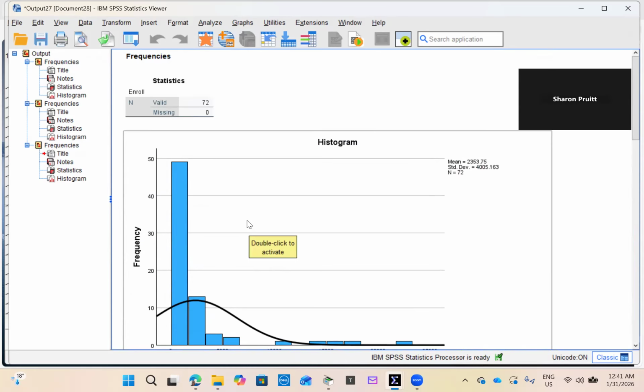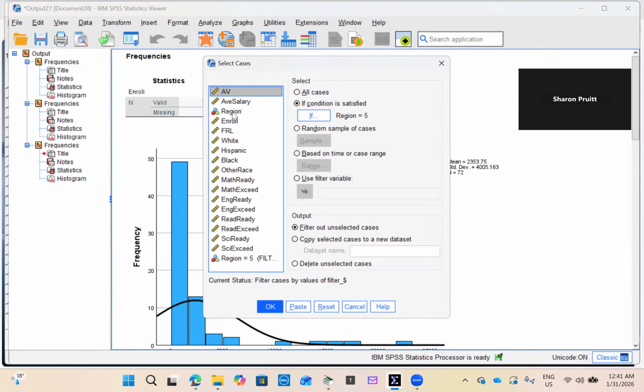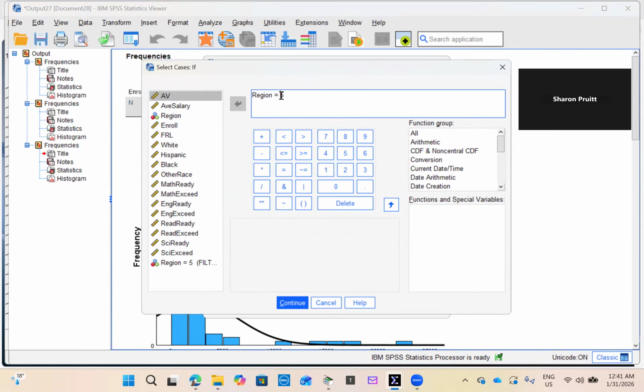Next, I evaluated the homogeneity of variance assumption using Levene's test of equality of error variances. I computed the homogeneity of variance test by using the general linear model. You go to Data, select Cases, click on Region. If condition is satisfied, click If, and we want to highlight each region.